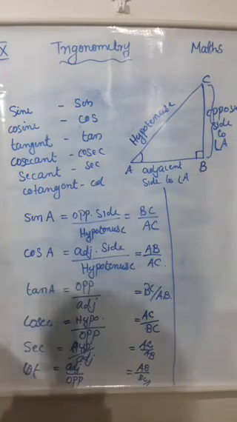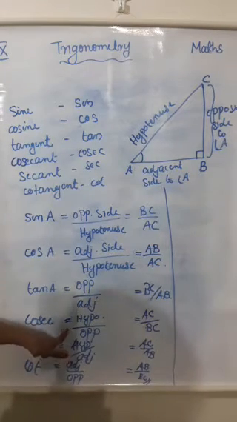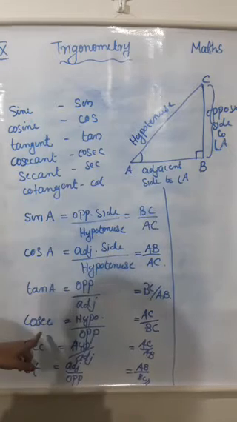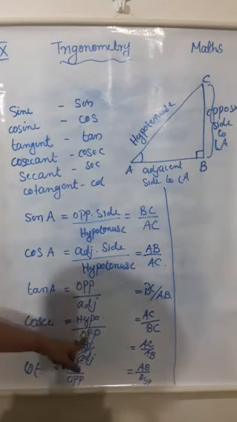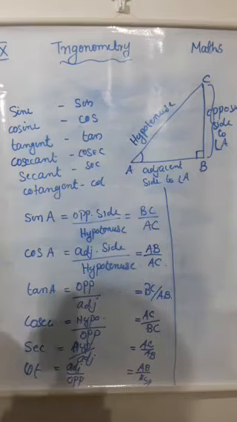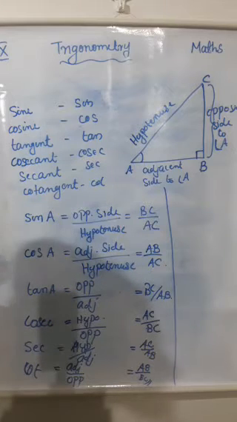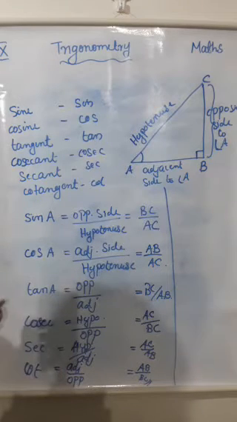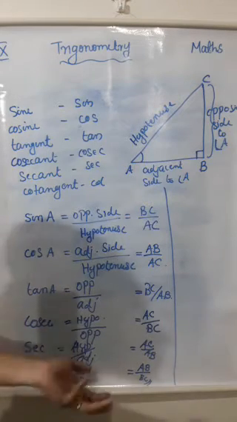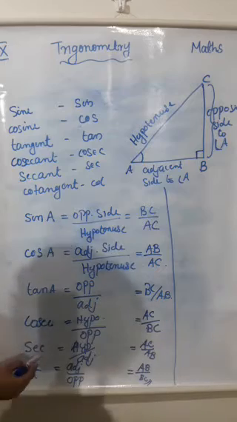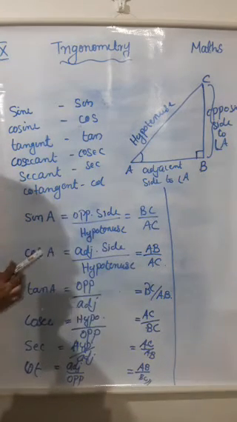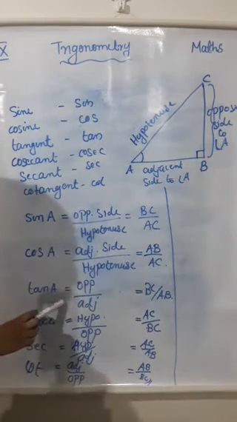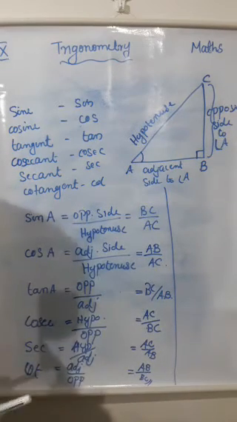Then look at these ratios. We can see that sin A is equal to opposite side by hypotenuse, and cosec A is equal to hypotenuse by opposite. So cosec is the reciprocal of sin, or we can say that sin is the reciprocal of cosec. Okay, similarly sec is the reciprocal of cos, and cos is the reciprocal of sec. Then cot is the reciprocal of tan, and tan is the reciprocal of cot.